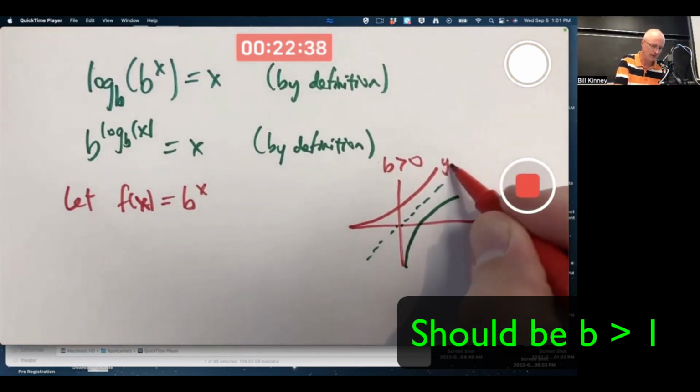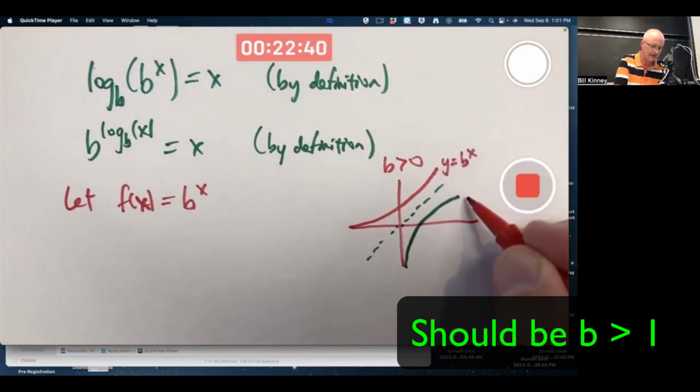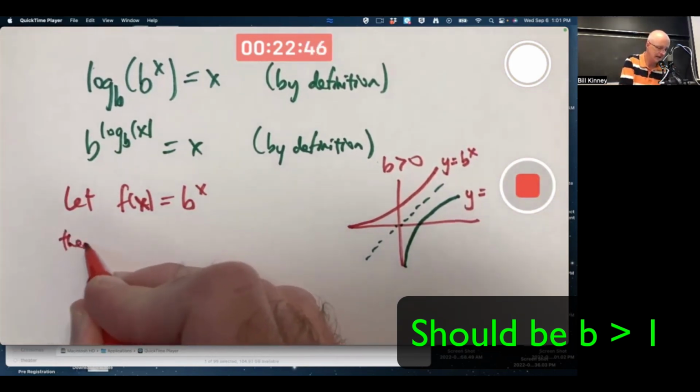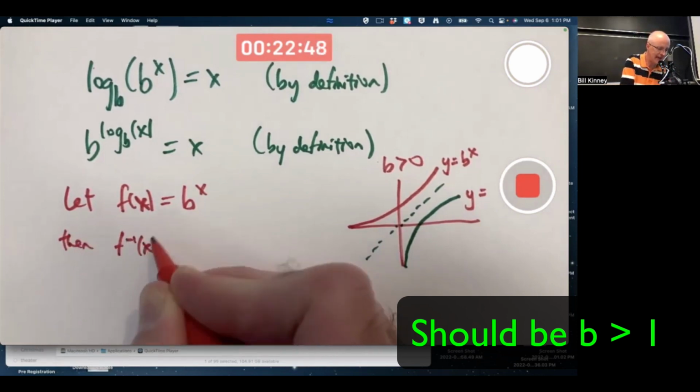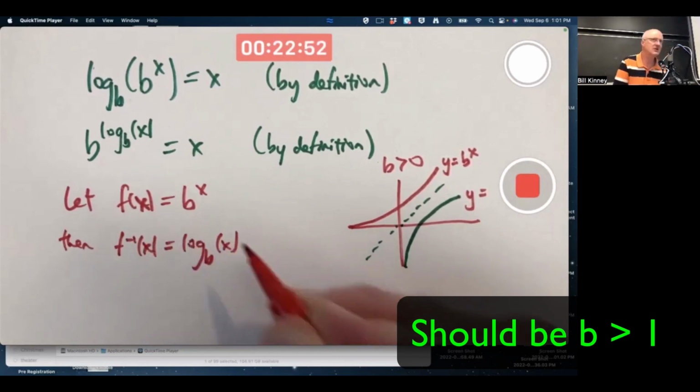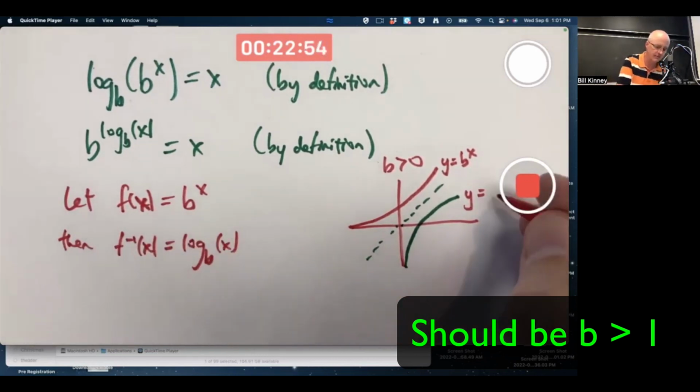This is y equals b to the x. This is y equals the inverse function of b to the x, which is going to exist, and it is log base b of x. Log base b of x is just the name of the inverse function.